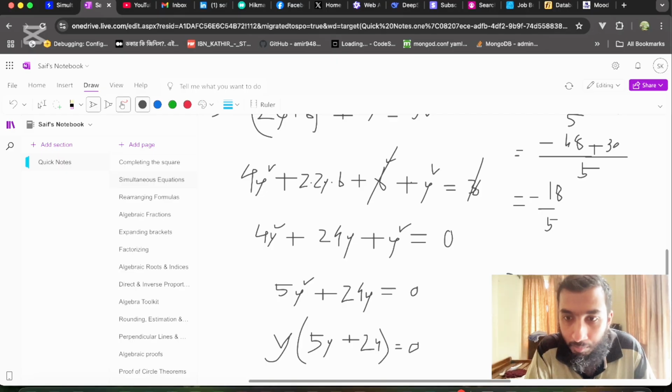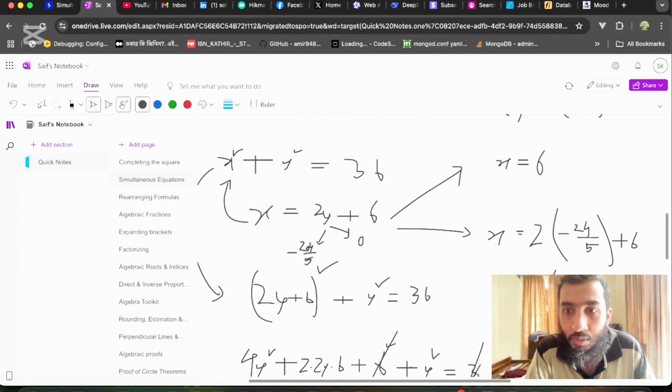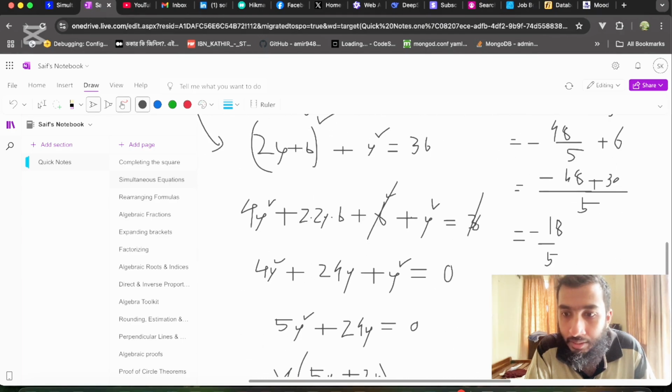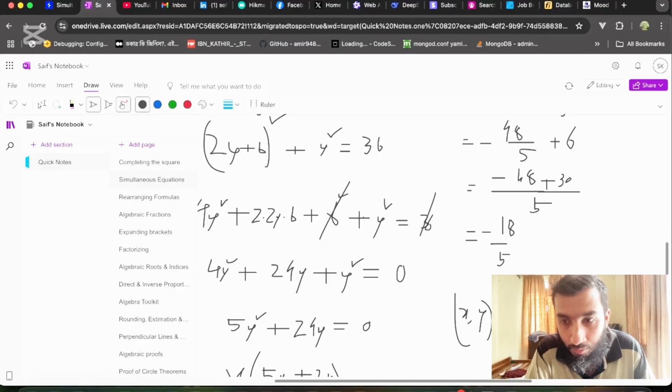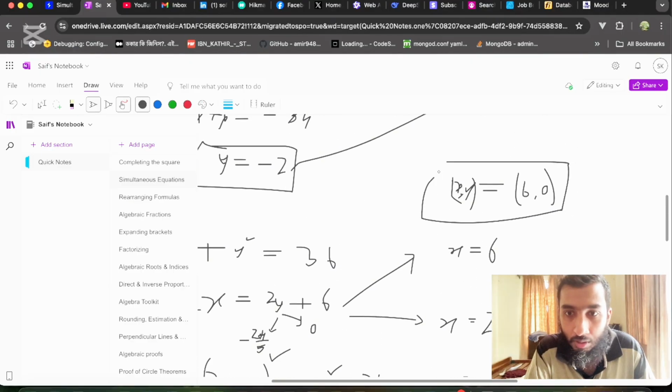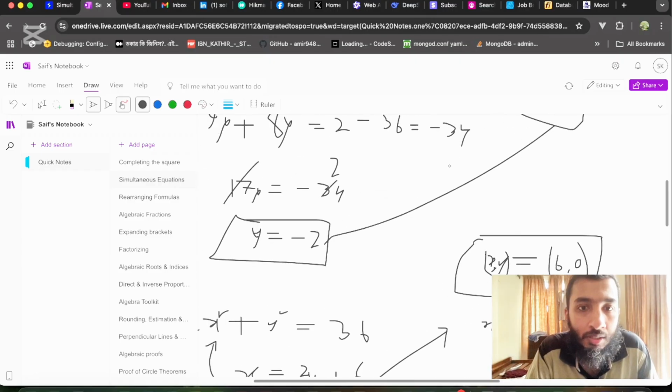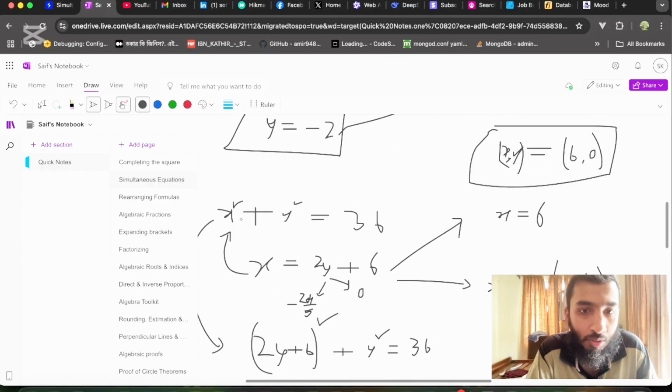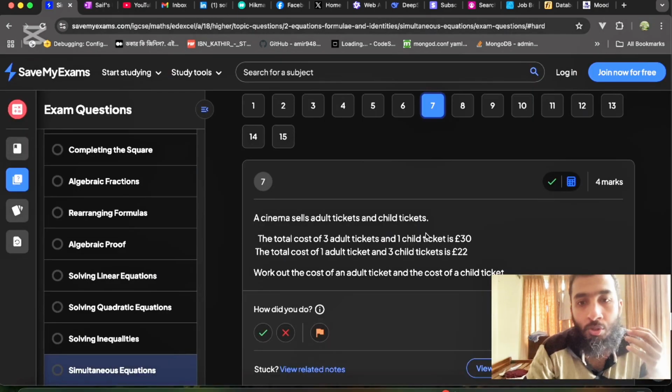So another possible solution of x and y is, x is minus 18 by 5 and y is minus 24 by 5. So these are the two possible solutions of variables x and y from these two equations, x square plus y square equals 36 and x equals twice y plus 6, using the substitution method. Now I'll focus on a worded problem.